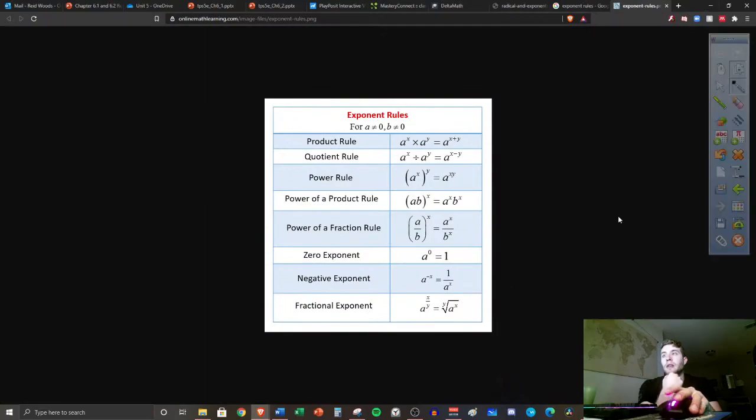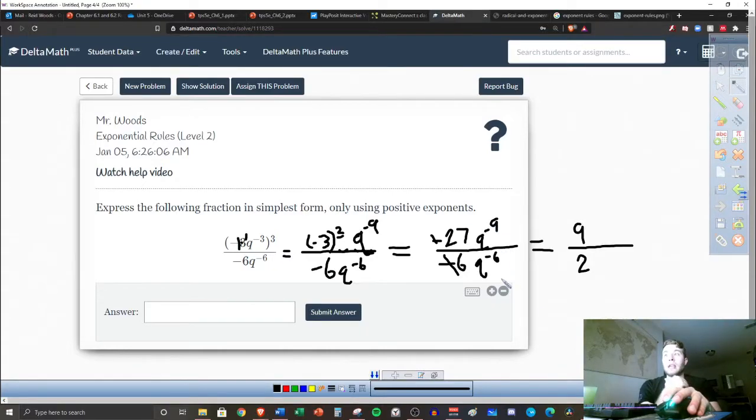We're still using, let's see, the quotient rule, which this doesn't show as a fraction right here, but it is a fraction. You subtract the exponents, the top minus the bottom. So it's negative 9 minus negative 6. So it's q to the negative 3.